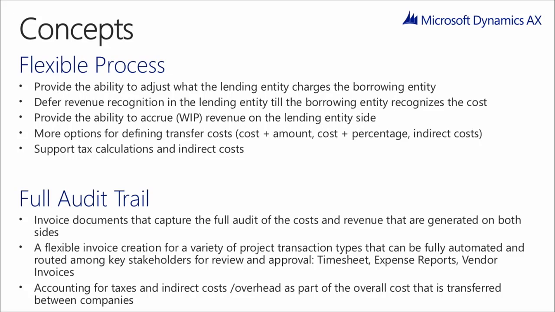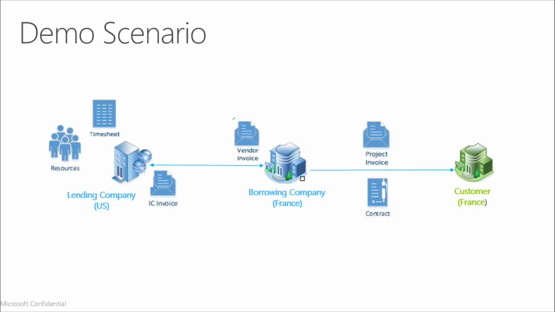And finally, the ability to capture a full audit trail of the billing process through the intercompany customer and vendor invoice documents. Last but not least, the ability to support tax calculation and indirect costs, as well as defining various transfer pricing models, adds to the richness of the solution. In the next demo, we will look at how this end-to-end process works in AX.